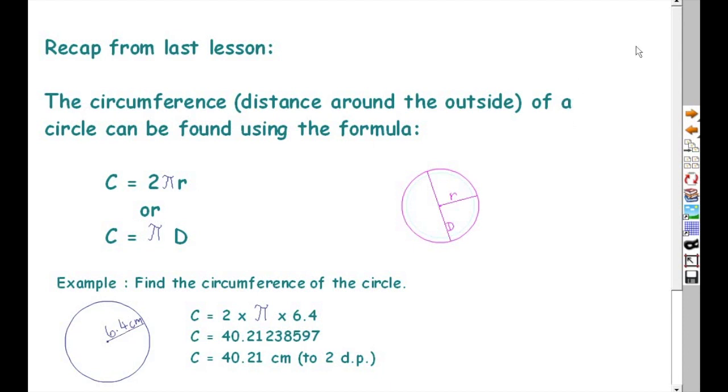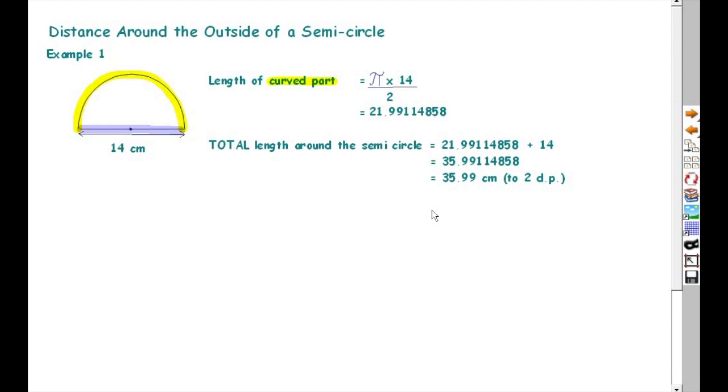Have another look in your book if you need to recap that, because we're going to be using that now in the next part of the lesson. So the area around the outside of a semicircle, or the perimeter of the semicircle, I've highlighted in yellow the curved part, because if we use the formula for the circumference of a whole circle and divide it by 2, we will just have this part that I've marked here in yellow, not the complete perimeter of the whole semicircle. For the whole semicircle, we would need to include the length that I've marked in blue.